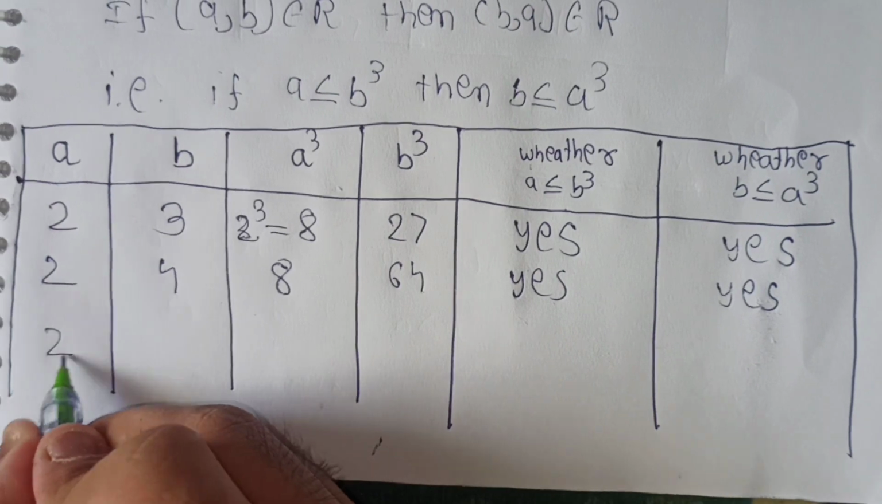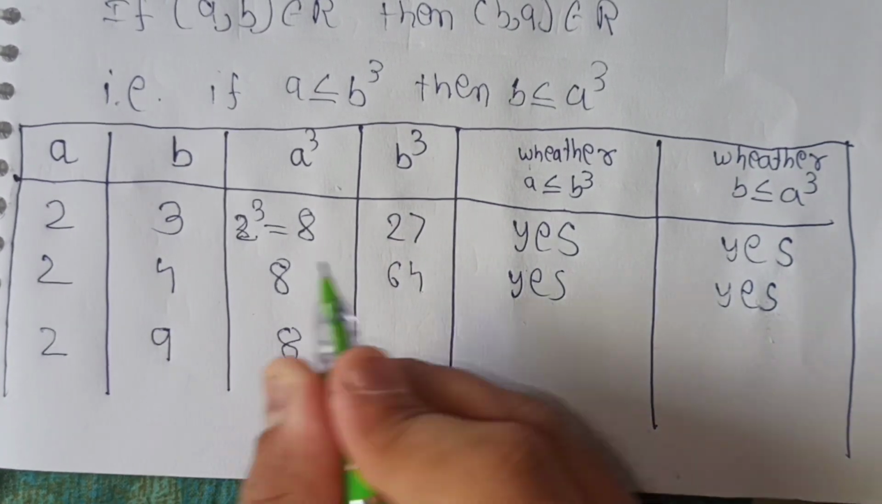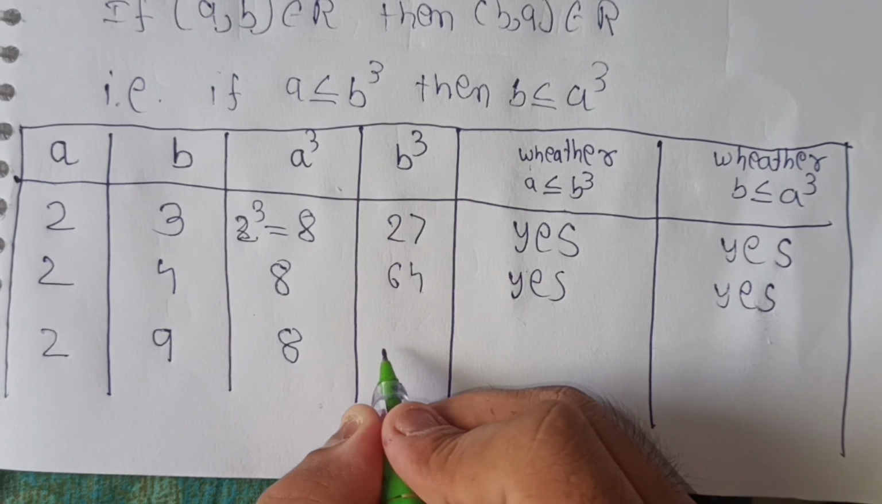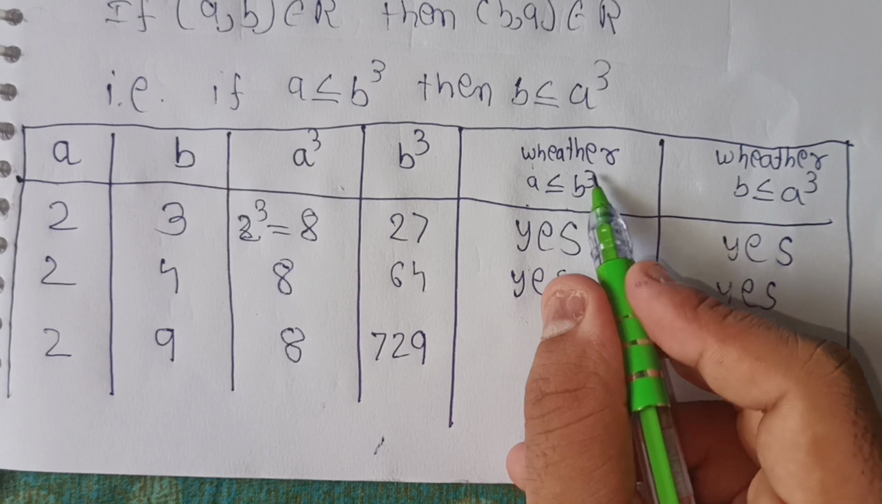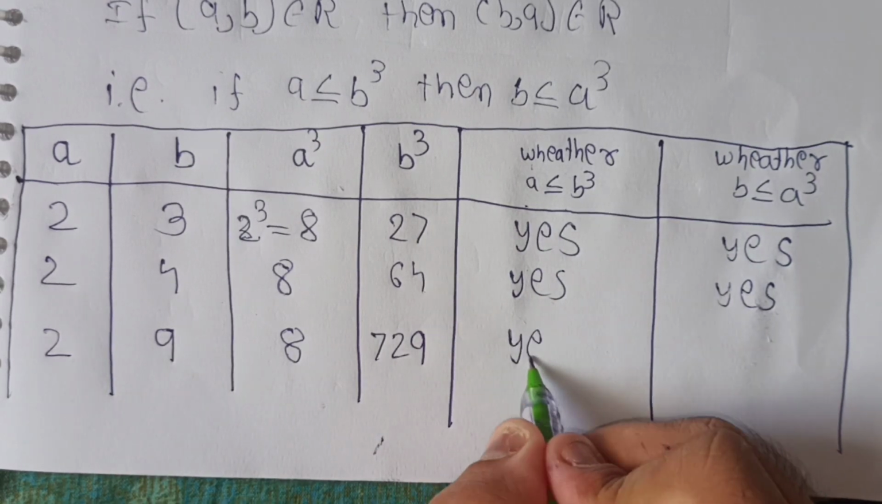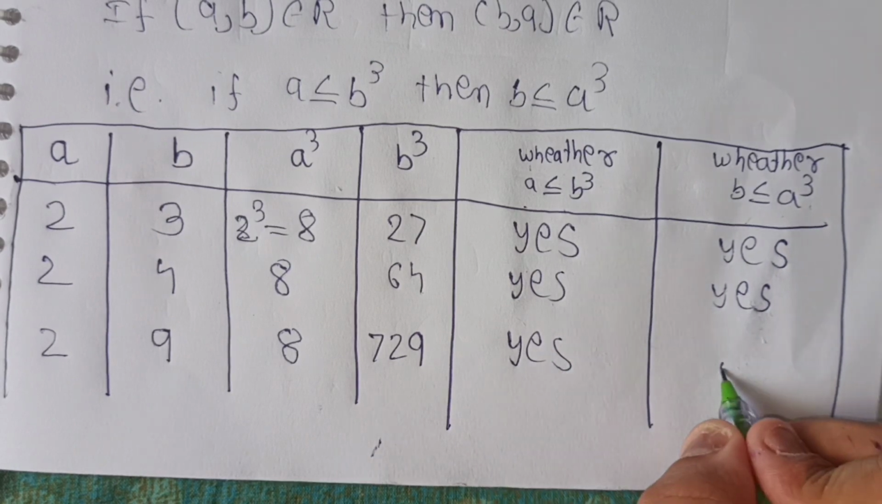Now we will take a is equal to 2 and b is equal to 9. So a cube is 8 and b cube will be 9 cube, which is equal to 729. a is less than or equal to b cube. So this is correct, but b is less than or equal to a cube, this is not correct. So this is no.